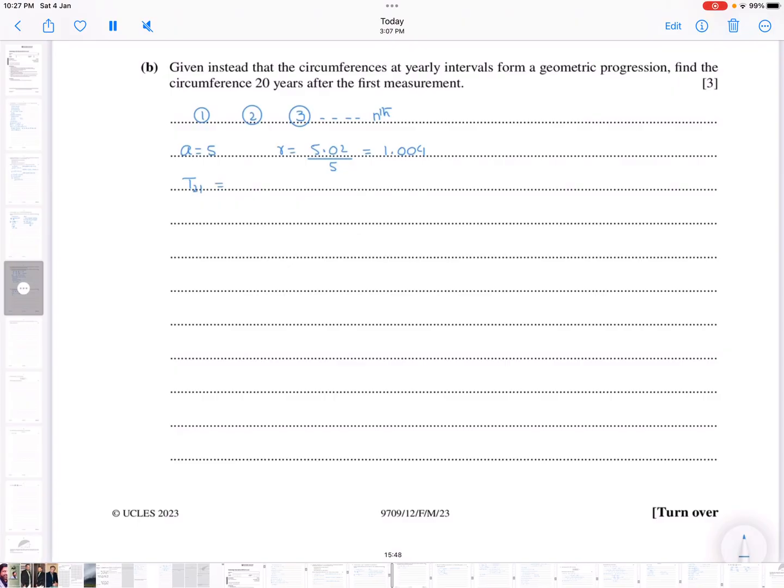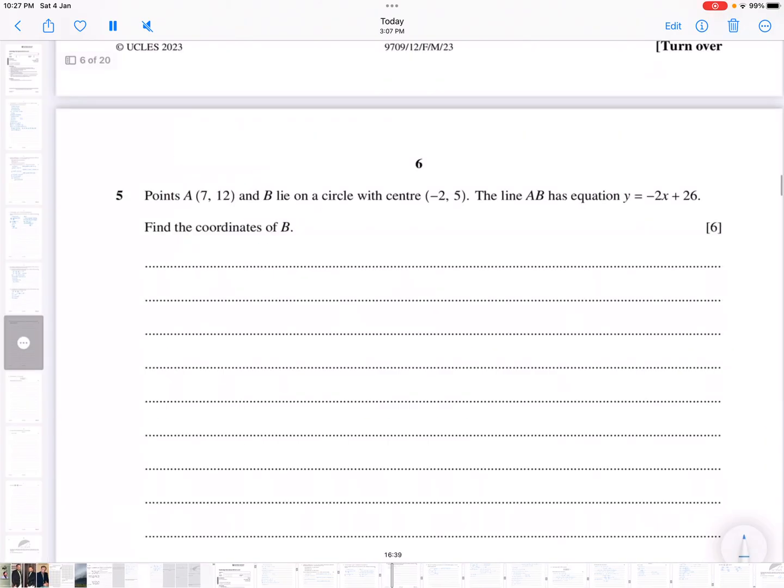So my term 21 is AR to the power n minus 1. So A is 5 and R is my common ratio, which is 1.004, and the power n minus 1 means 20. N is 21 and minus 1 makes 20. So use your calculator and get the value 5.42.